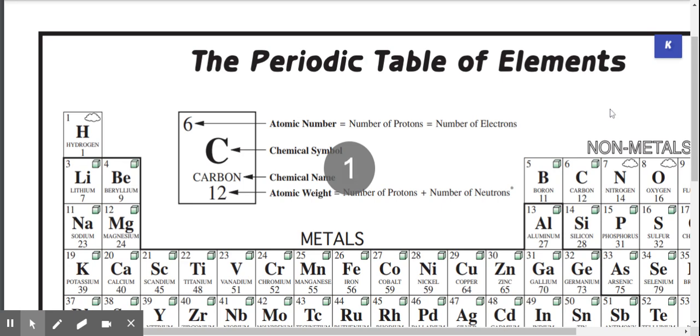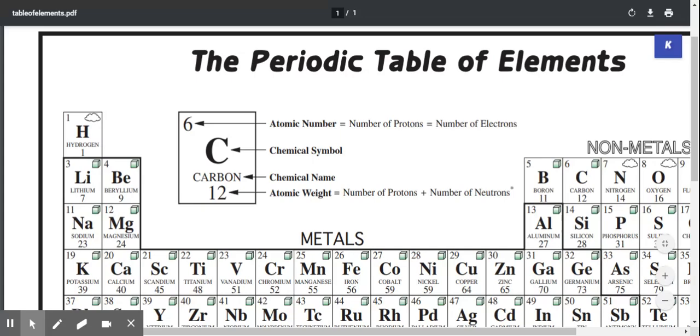Today we're going to look at how to interpret a periodic table and how to figure out the number of protons, electrons, and neutrons in a periodic table. So we're going to make sure that we understand this key to begin with. This key says that the number on top is the atomic number. The atomic number is the number of protons.